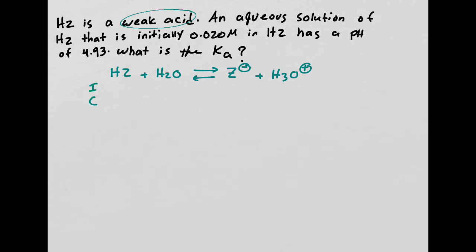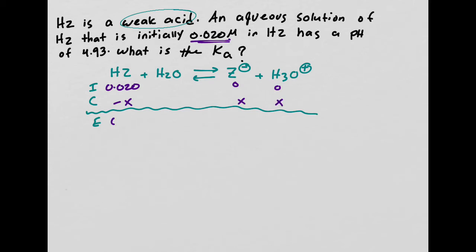Every time I have a weak acid or base, I do an ICE table, right? Now, the initial concentration is 0.020, minus x, x and x. I'm going a little faster because I know you know how to do this. All right, so then what am I going to have? I'm going to have x squared over 0.020 minus x equals Ka. Why do I need a Ka here? You need a Ka because I have hydronium in the solution. It's a weak acid. All right.